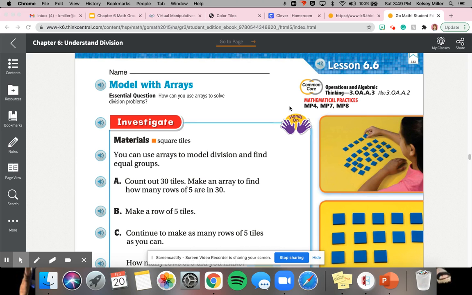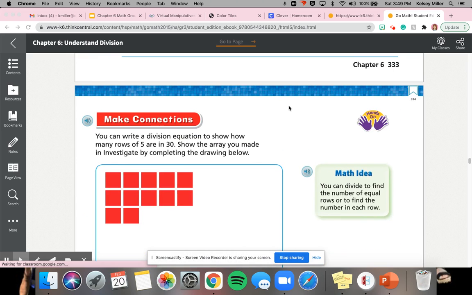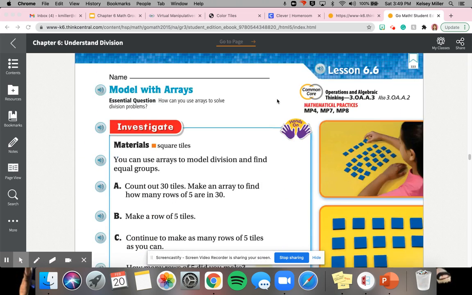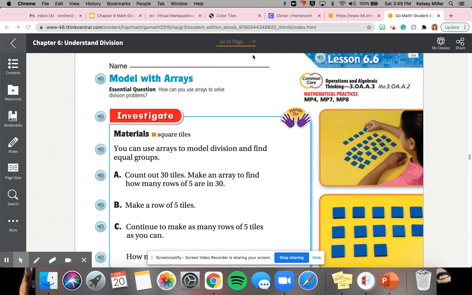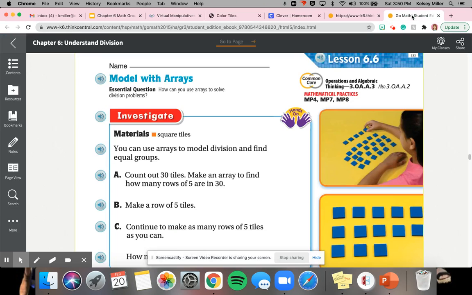So this is going to be on page 333. And you're also going to need to go to your Google Classroom and open up the link that says virtual tiles. And that looks like this. So before you watch the rest of the lesson, I want you to make sure you have those two things. So pause the video until you have those ready to go.